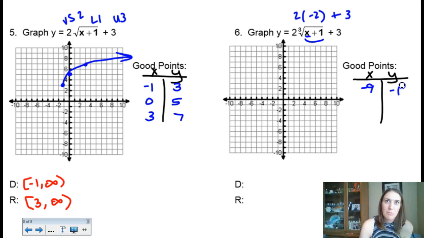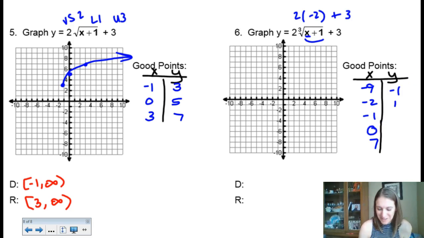The next nice thing to cube root is -1. So in order to make this -1, x would have to be -2. So cube root of -1 is -1. 2 times -1 is -2, plus 3 is 1. 0 would be nice. So if I want this whole expression to be 0, I'd put a -1 here. While I'm at it, plugging in a 0 would give me 1, which is another good thing to cube root. And then 8 is the next nice thing to cube root. So if x is a 7, all right, really on a roll there.